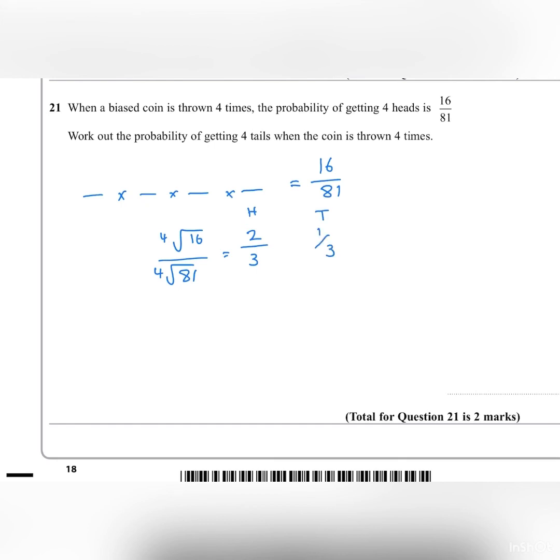Okay, so to get 4 tails when the coin is thrown 4 times, we can do 1/3 times by 1/3, 4 times here, and that would be 1 over 9, 27, 81. So 1 over 81 would be the answer for that.